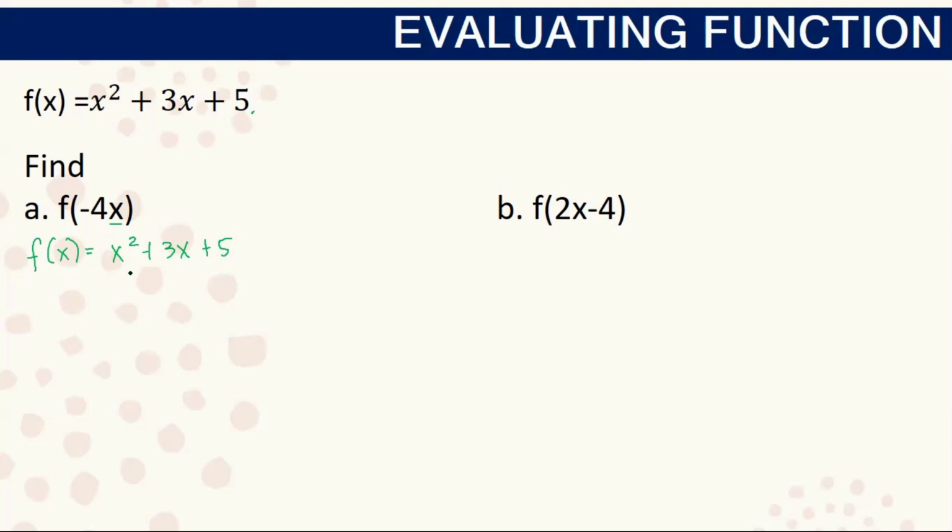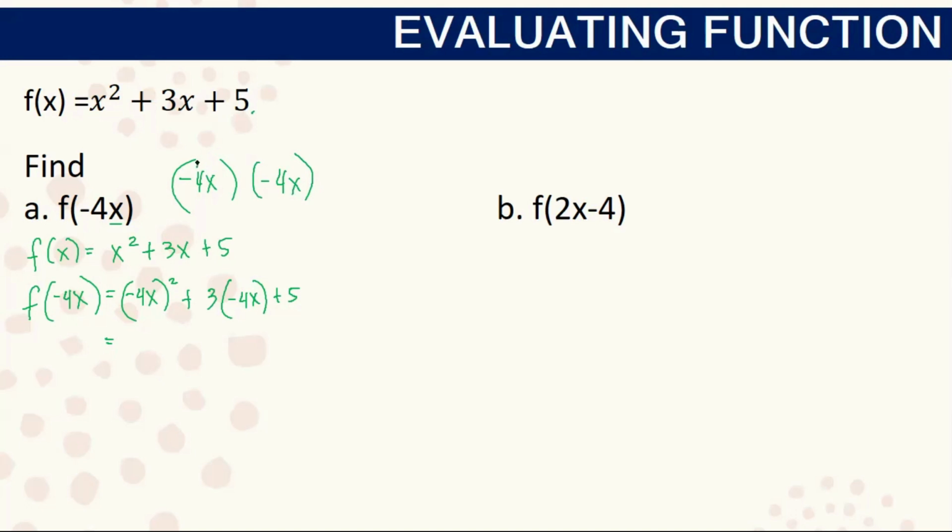Okay? So let us first copy the given function. Okay, here's the given function. Then find f of negative 4x. Substitution, x squared will now become negative 4x, open and close parenthesis, raised to 2, plus 3 times negative 4x plus 5. So simplifying, negative 4x raised to 2, it's negative 4x times negative 4x.